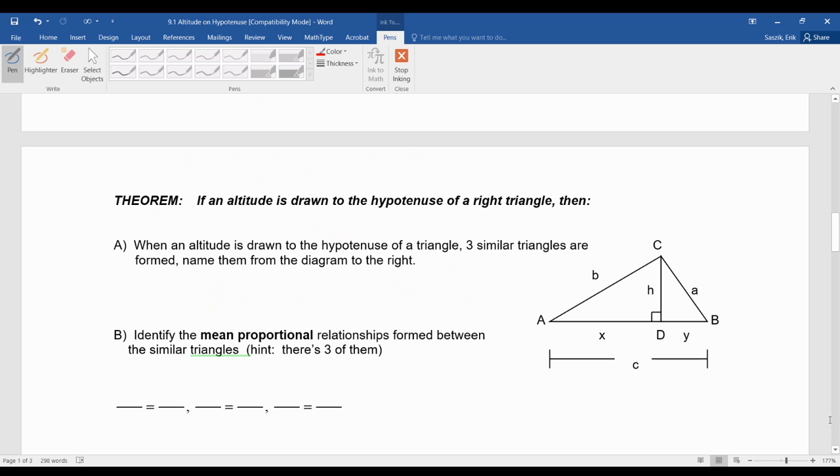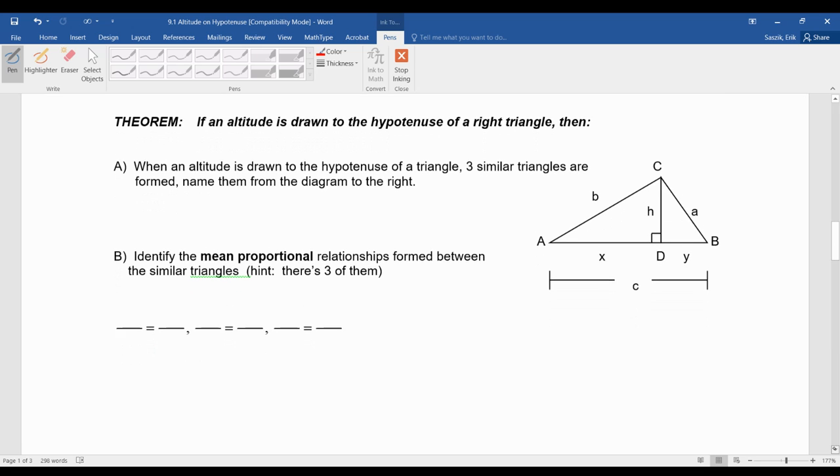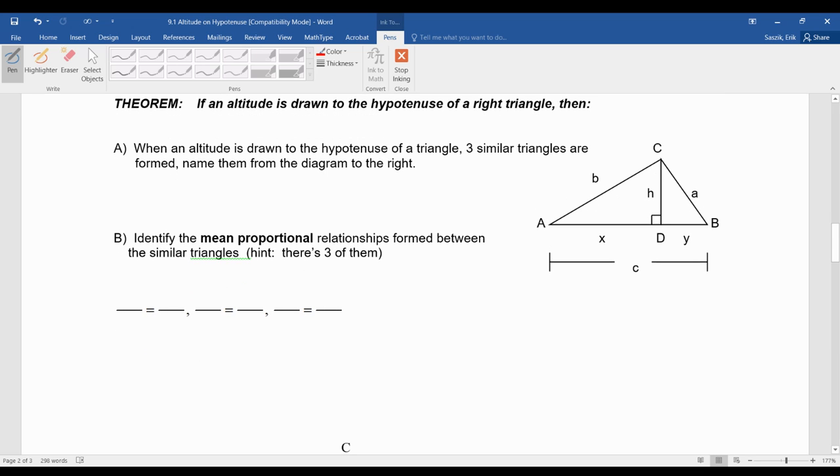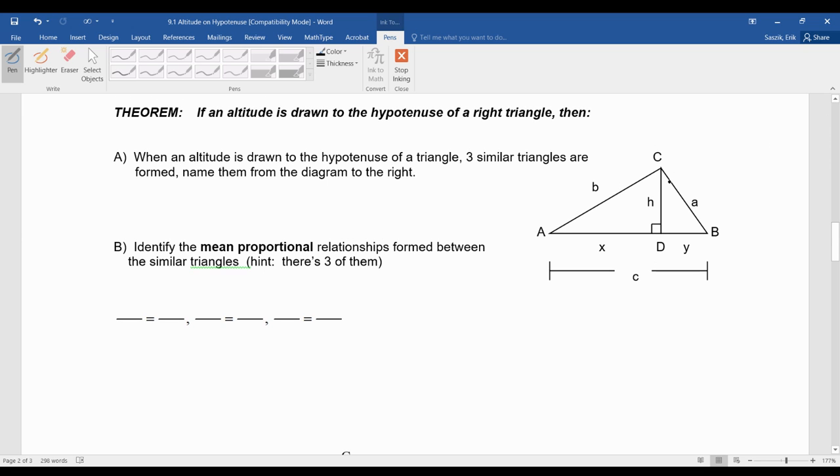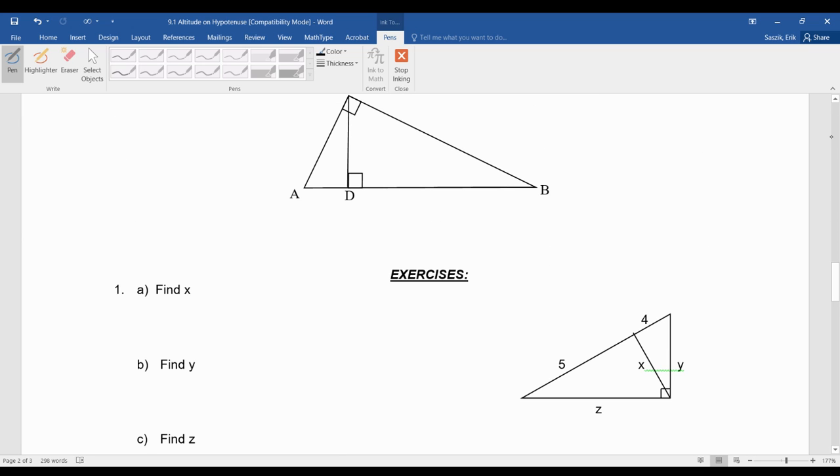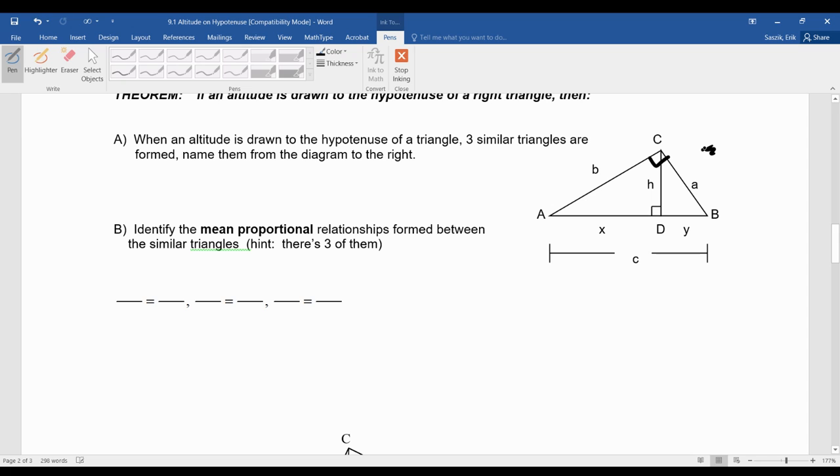Okay, next side, next page. So I'm not going to do this entire document, but I am going to do most of the second page. If the altitude is drawn to the hypotenuse of a right triangle, so this is a right triangle. Sorry, it should have been indicated up there that is a right angle. It disappears. Who knows? Anyway, that's supposed to be a right angle up there, okay?